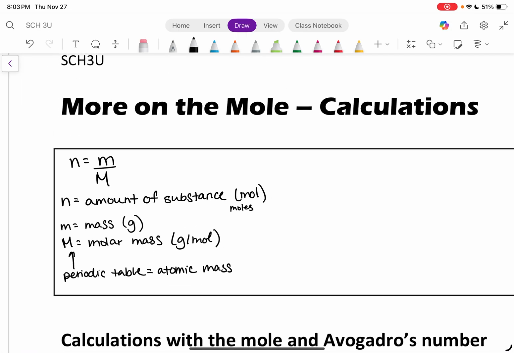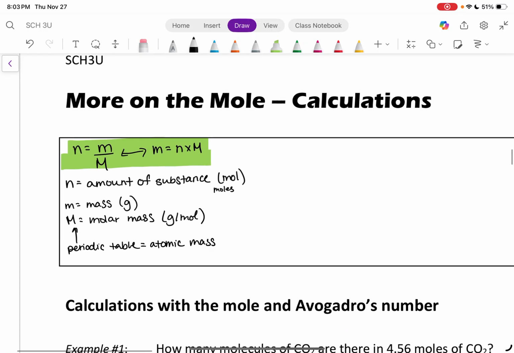This formula, you can also interchange it to solve for mass. I will give you these formulas for a test, but I will not tell you what they mean or their units. You are responsible for knowing that.